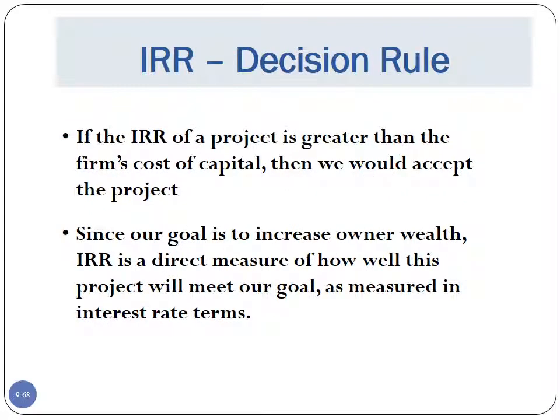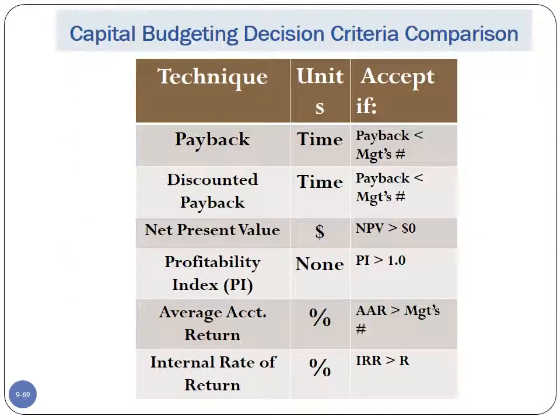If the internal rate of return of a project is greater than the firm's cost of capital, then we would accept the project. For example, if a firm can borrow money at 5%, but the internal rate of return on a project is 10%, we would pursue the project rather than borrowing money. Since our goal is to increase owner wealth, the internal rate of return is a direct measure of how well this project will meet our goal as measured in interest rate terms.